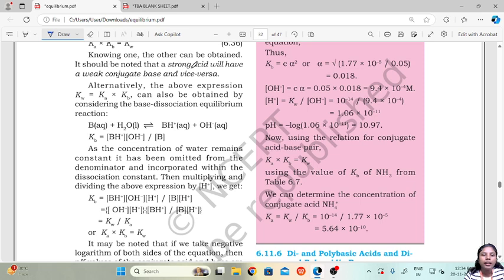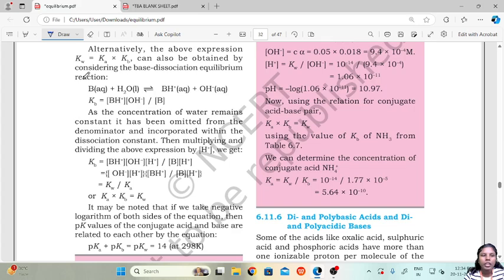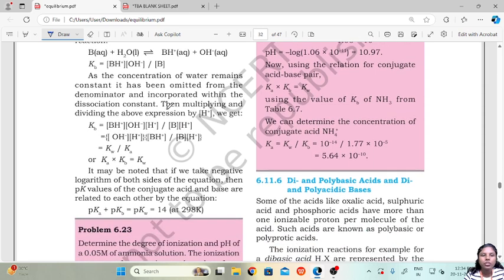It should be noted that a strong acid will always have a weak conjugate base and a strong base will have a weak conjugate acid. Alternatively, the above expression, Kw equals Ka into Kb, can also be obtained by considering the base dissociation equilibrium. Say we have B plus H2O giving BH plus and OH minus.